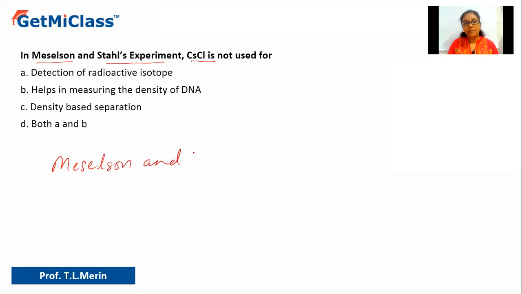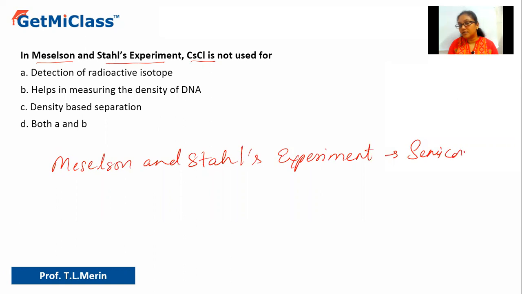Of course, they are the people who proposed the semi-conservative mode of replication, right? So Meselson and Stahl's experiment proved that DNA replication occurs by a method called the semi-conservative method. Now, during this experiment, they used cesium chloride.